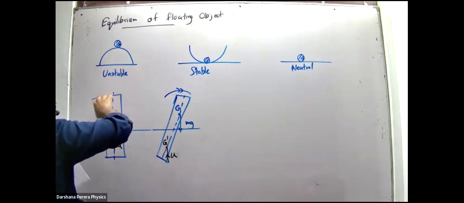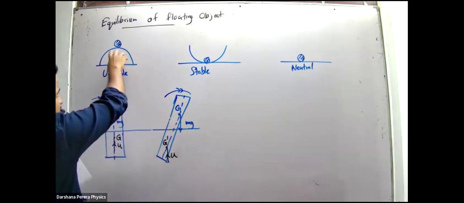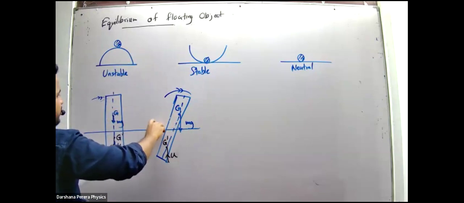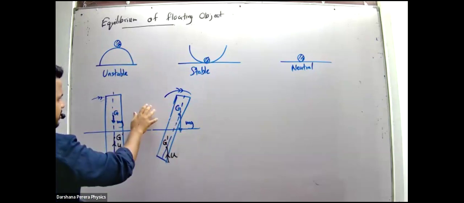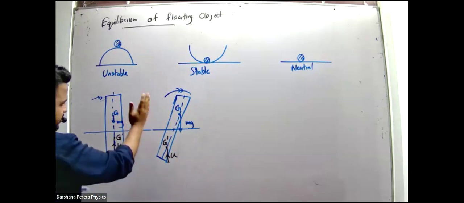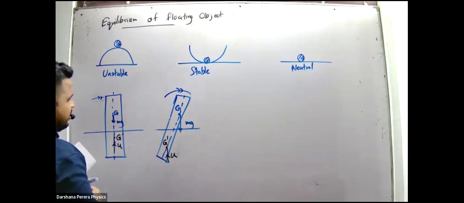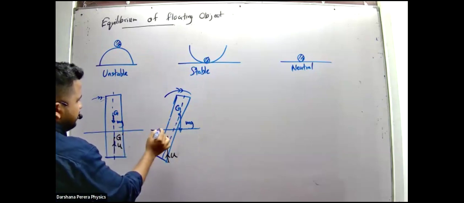Unstable equilibrium. So if we give the small displacement, it comes down. It is also coming down. If we consider this floating object, it is in unstable equilibrium.